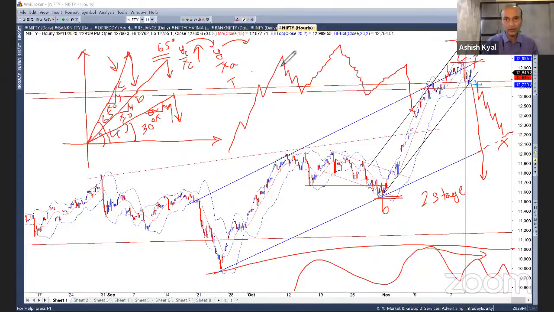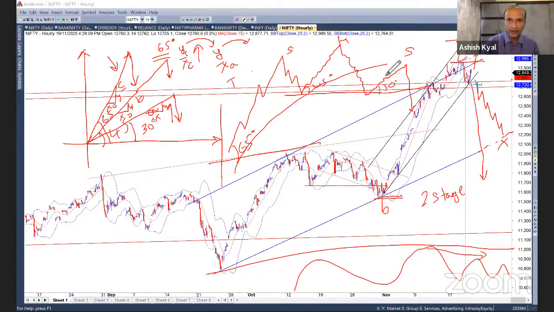In fact, that results in the formation of a head and shoulder pattern also. Are you with me? That's why you see the slope is the highest at this point, which is 65 degree. The slope at this point becomes 45 degree. The slope at this point becomes 30 degree. And then the market starts falling on the downside. That is how the speed of the market starts reducing.